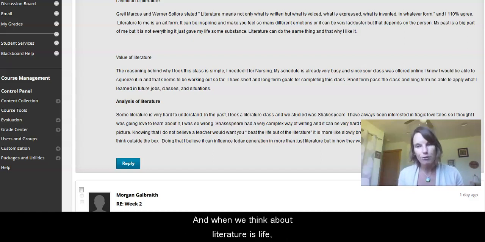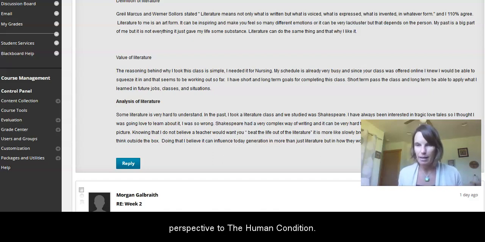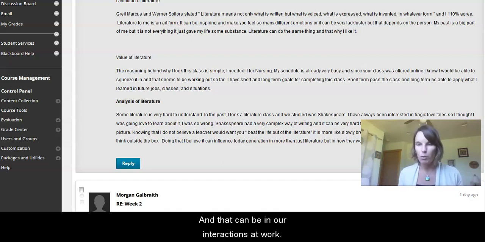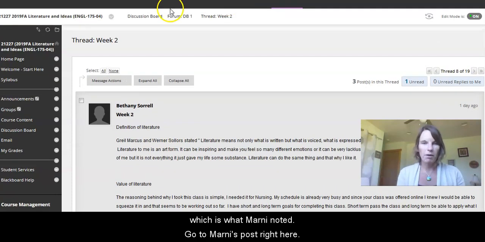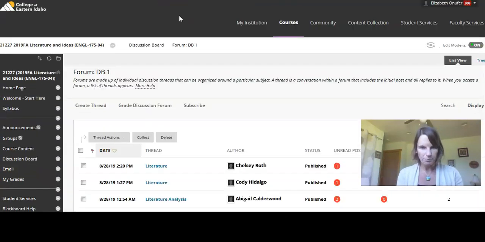And when we think about literature as life, reading the work of others, reading the experience of others can really broaden our perspective to the human condition. And that can be in our interactions at work, it can be in interactions with family members, but what it does is it puts us in a frame outside of our own, whether that's a frame of a different time period, which is what Marnie noted. Go to Marnie's post right here.